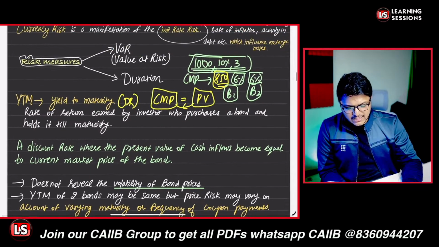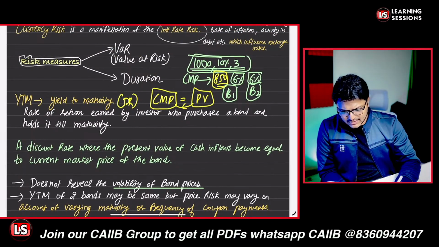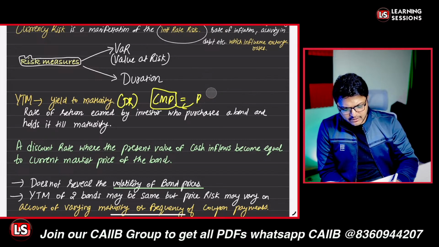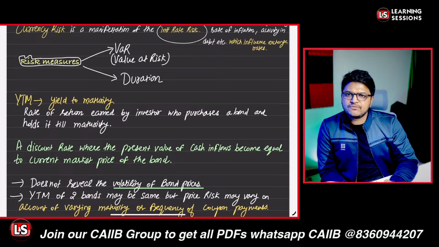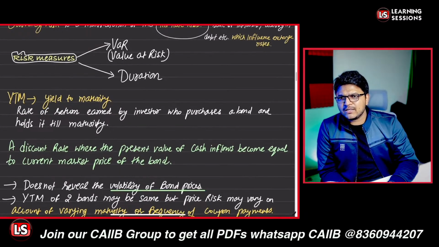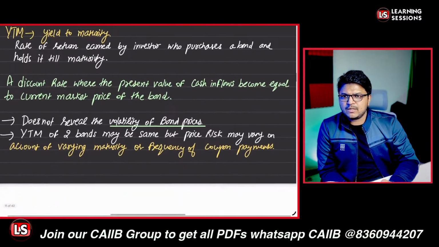Okay, so that's actually related to the YTM topic, that is yield to maturity. I hope that you must have understood the concept. And further, if you want to go for the case study of the duration and VaR, we have already covered that in the previous videos. So looking at the time constraint, we are not going to cover it again.